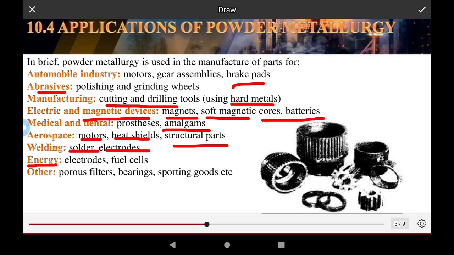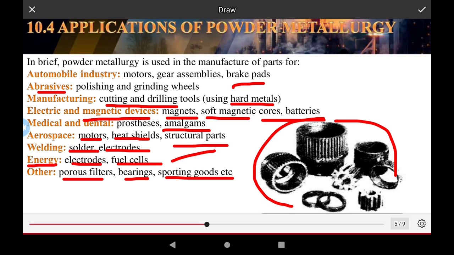Energy: the metal powder is used to produce electrodes for fuel cells as an energy component. Powder metallurgy is also used for other components, such as porous filters, bearing materials, and goods, and this whole set of components in applications of powder metallurgy is made in different designs and sizes, and the product is converted through forging and casting operations.